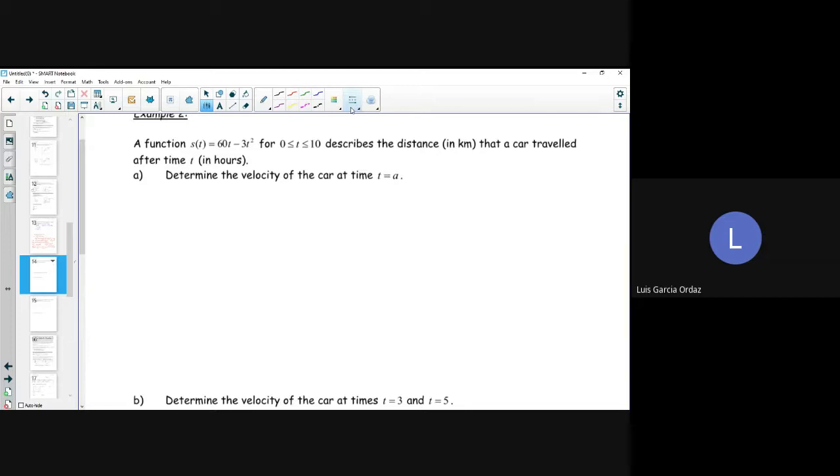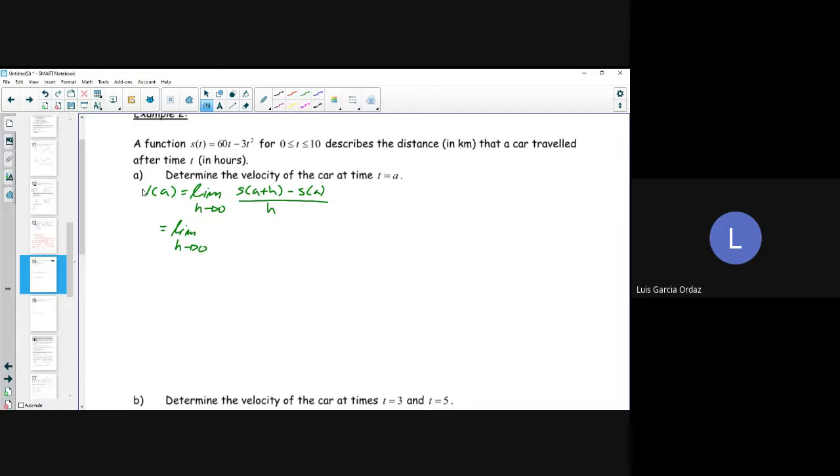So velocity of a is equal to the limit as h approaches 0 of S of a plus h minus S of a, all over h. So again, as you can see, this gets a bit repetitive, okay? We are finding the limit to see what our velocity is going to be at any part of the graph, wherever t is equal to a.